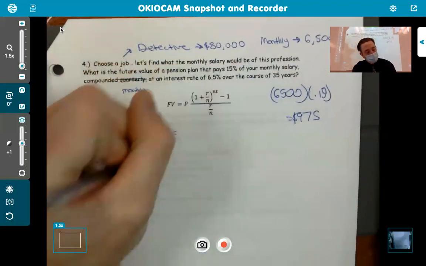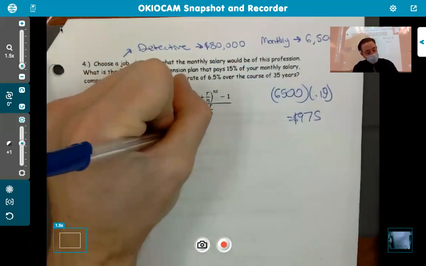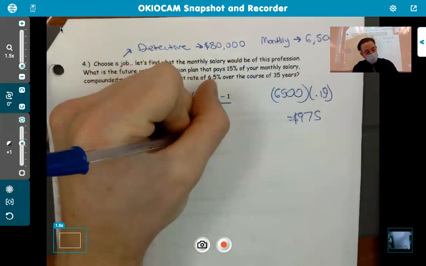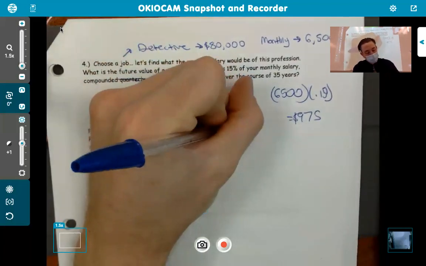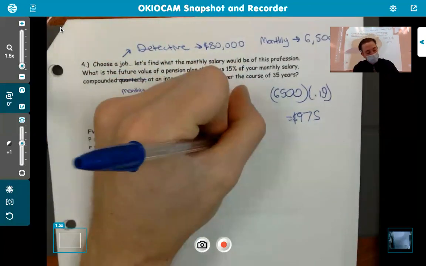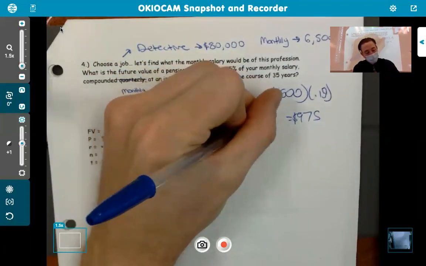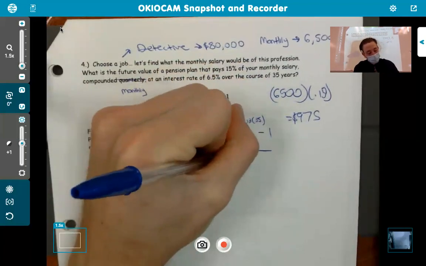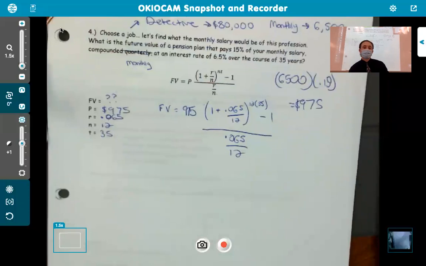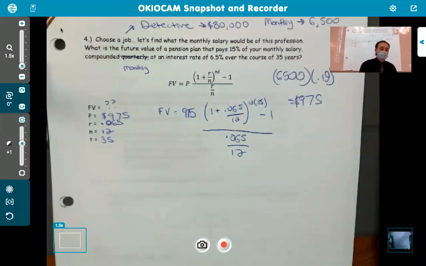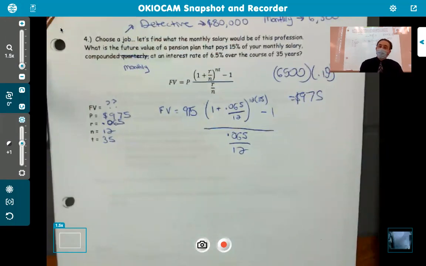So I have future value equals $975 payment, 1 plus 0.065 divided by n, which is 12, to the 12 times 35 minus 1. Take a second to jot that down. Make sure everybody's on the same page here.